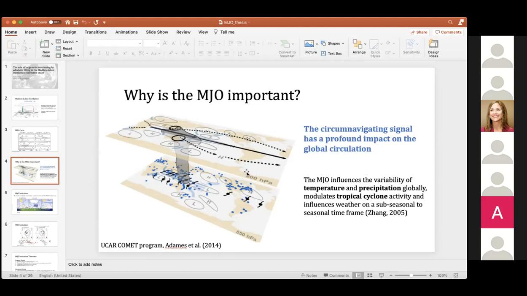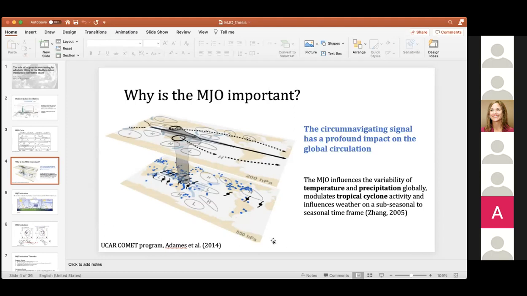And lastly, we can see that the convection and the associated circulation causes changes in the general atmospheric flow, which is represented by the different highs and lows pressures that you can see both in the upper atmosphere and in the lower atmosphere.